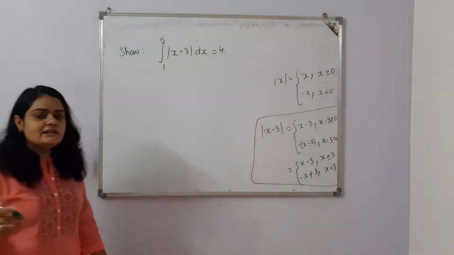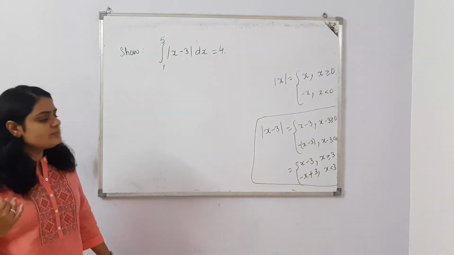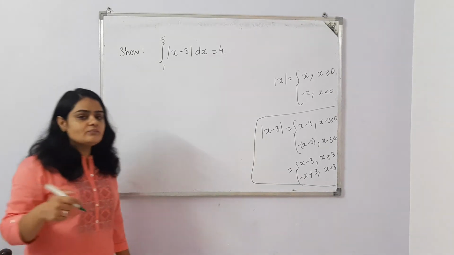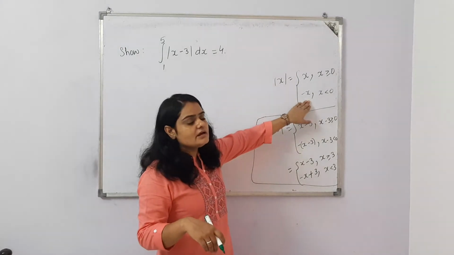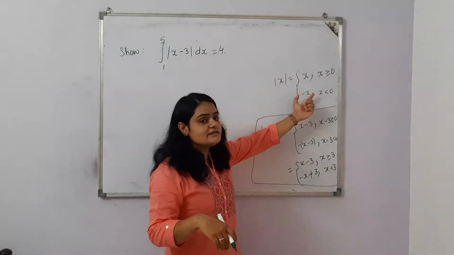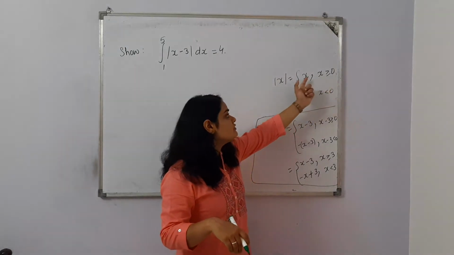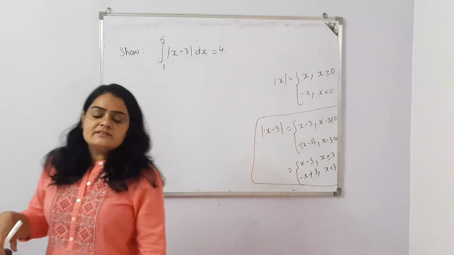Modulus itself is saying there are two functions. There are two functions, depending upon the limits. If it is a negative number, then we'll take minus x as the function, and whenever it is positive or equal to 0, we'll take positive x as the function.